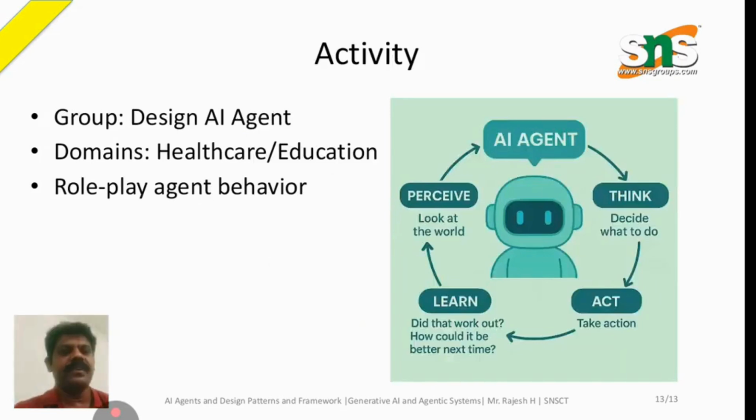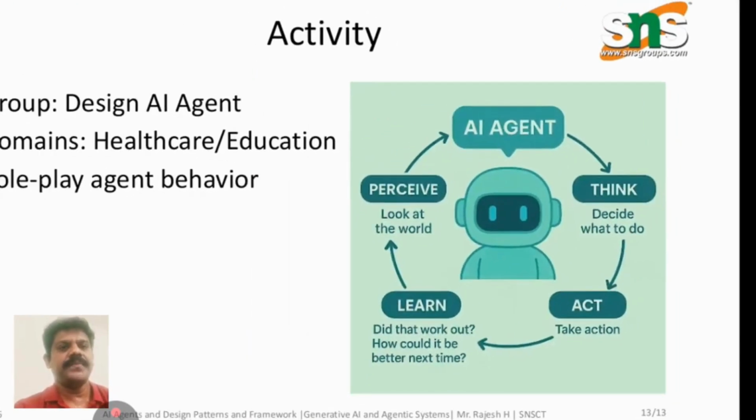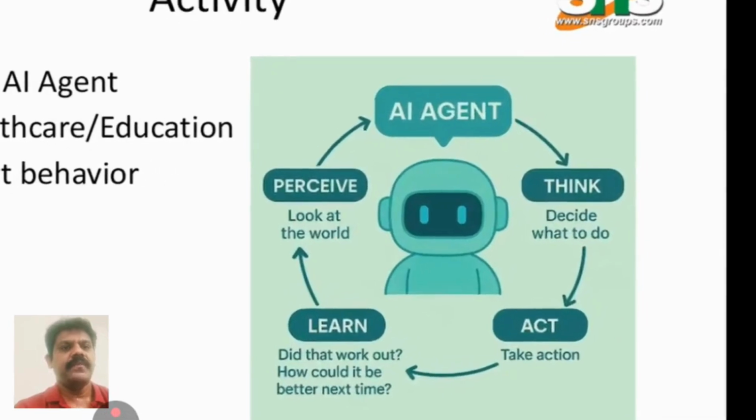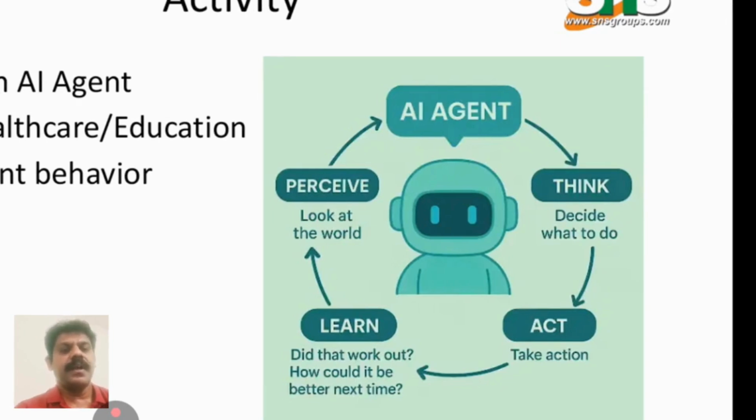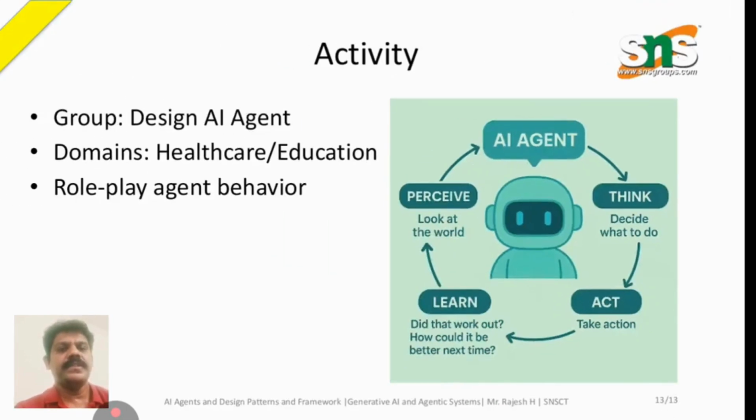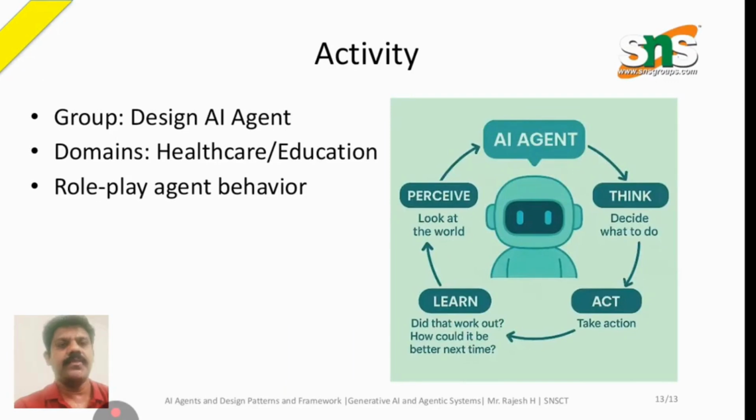Then a prototype can be developed based on the activity of designing an AI agent through the process of perceiving, where perception is about the world; thinking, deciding what to do; then acting, taking actions after the sensory input; and finally learning, through reinforcement learning: did that work out, and how could we improve next time? So this is a role play where every student has to take the stages, starting from perception, thinking, acting, and learning.